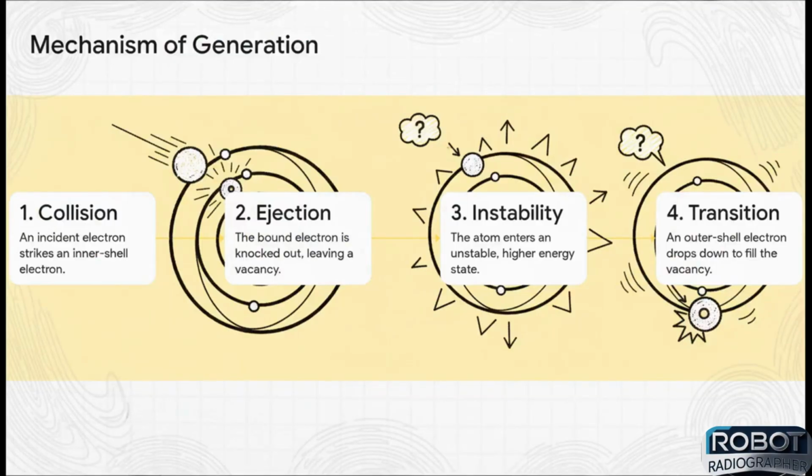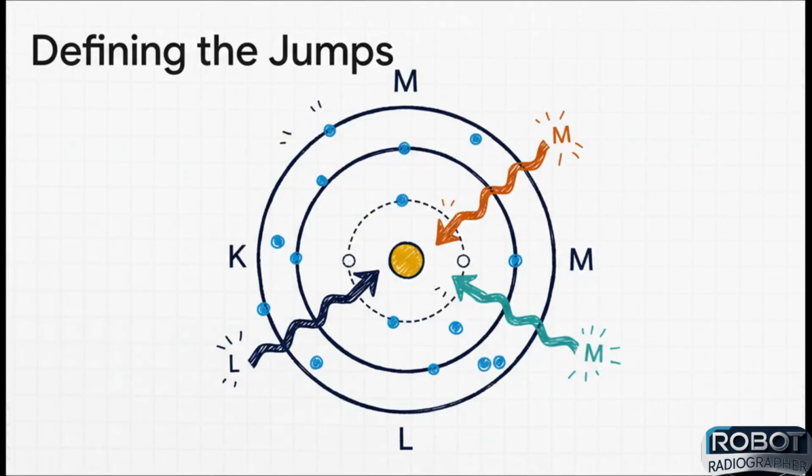Okay, so here's the play-by-play. Step 1, a high-speed electron comes flying in and bam, it collides with an electron in one of those inner shells, usually that K shell. Step 2, it literally knocks that electron right out of its spot, leaving an empty space, or what we call a hole. Step 3, now the atom is all out of whack. It's in a really unstable, high-energy state and it wants to get back to normal. So, step 4, to fix everything, an electron from a shell further out dramatically drops down to fill that inner vacancy.